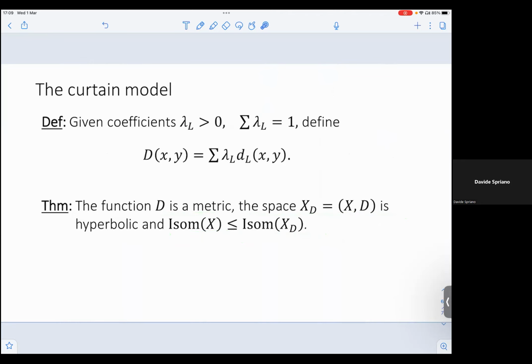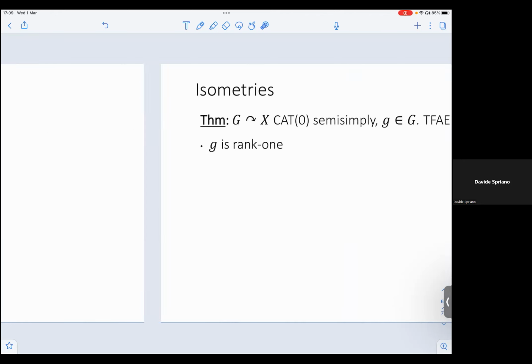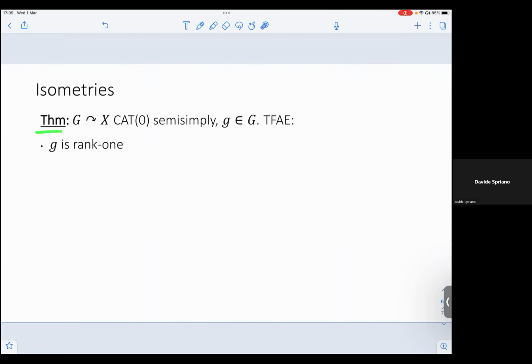Why are those spaces good? I never told you yet that these spaces are not bounded. If I would always get a bounded space, this would be really disappointing. But that's not the case. And the theorems are the following. The first theorem is that suppose that I have a group G acting on a CAT(0) space semi-simply. And this is really not an important hypothesis, by the way. If you don't know what it means, you can ignore it.